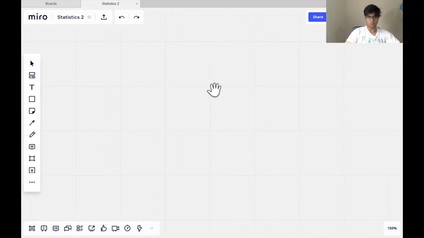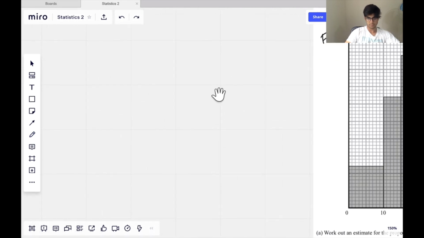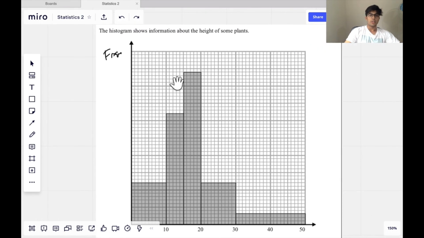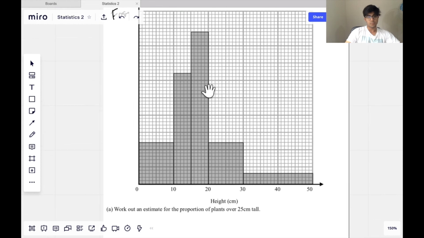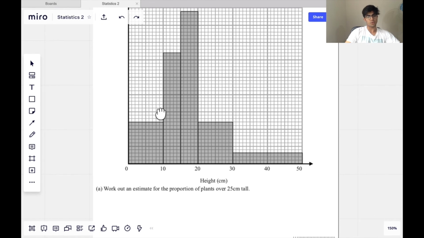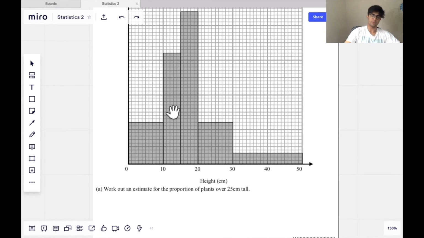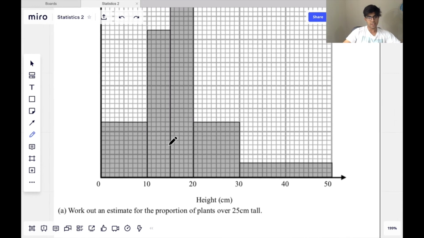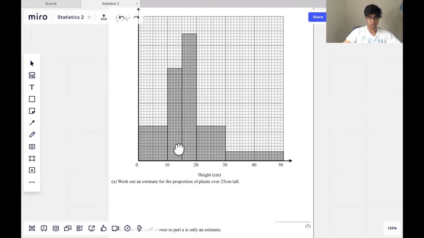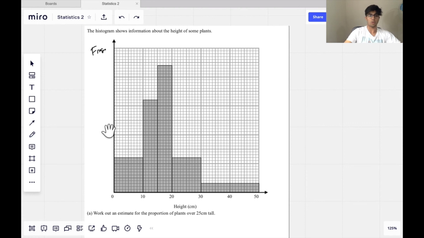Now we're going to go to another histogram question. The histogram shows some information about the height of some plants. Work out the estimate for the proportion of plants over 25 centimeters tall. So in this case, you can notice that there's no labeling on the left hand column, and I guess that would pose an issue if we're trying to find the absolute frequencies.